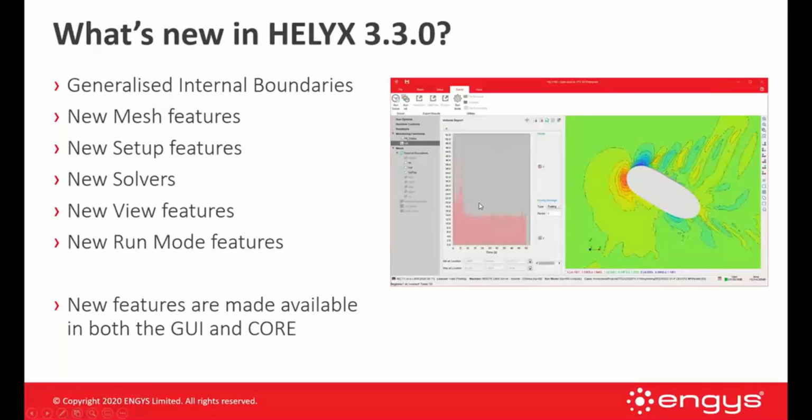What's new in HELYX 3.3? First of all, let's just mention generalized internal boundaries, which I'm going to talk about later. This is one of the main features that we made available in this new version. Then we added new functionalities, a new feature available in the mesh component, new features in the setup panel, new solvers, which I'm going to talk about later, new features in the view tab for the visualization part, and finally new run mode options and presets for HPC. All these features are made available at both core and GUI level.